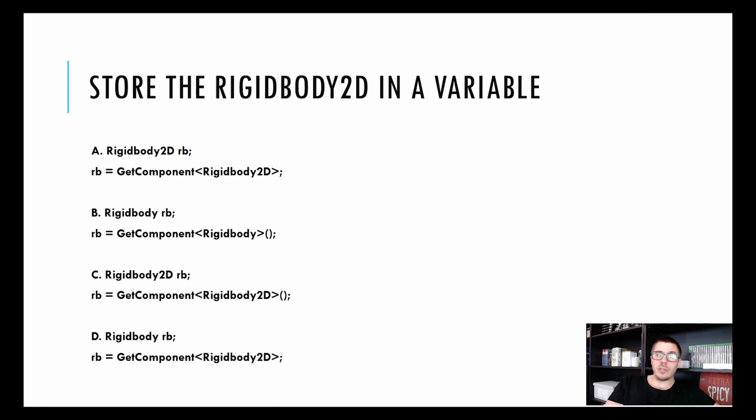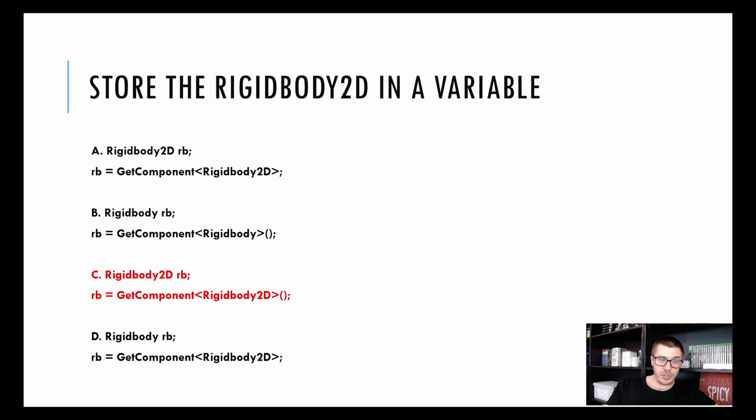So the last one: store the Rigidbody2D in a variable. Check the answers and see what is wrong with 3 of them and choose the correct one. Okay, so if you have chosen C, Rigidbody2D rb semicolon, rb equals GetComponent Rigidbody2D parentheses and semicolon, then you are correct.